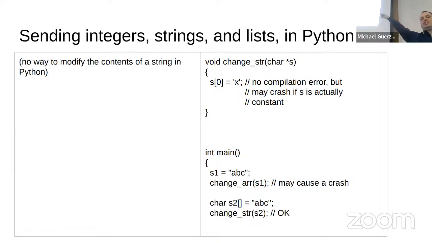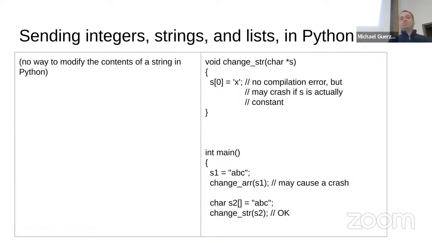So if you send a char star s, that's the same as sending an int star array. You go to the address f, you can change the first element, no problem. Right.